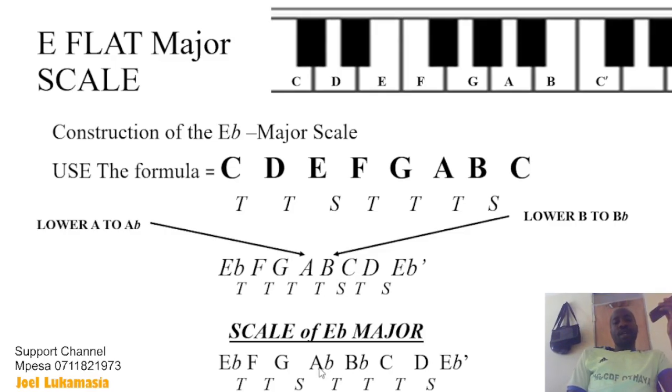So you have to lower this B again to a B flat. So from F flat to B flat becomes what? A tone. F flat is here, then B flat is here. So from F flat to B flat is a tone. Then from B flat to C is a tone, C to D a tone, then D to E flat a semitone. So that's the scale of E flat major.